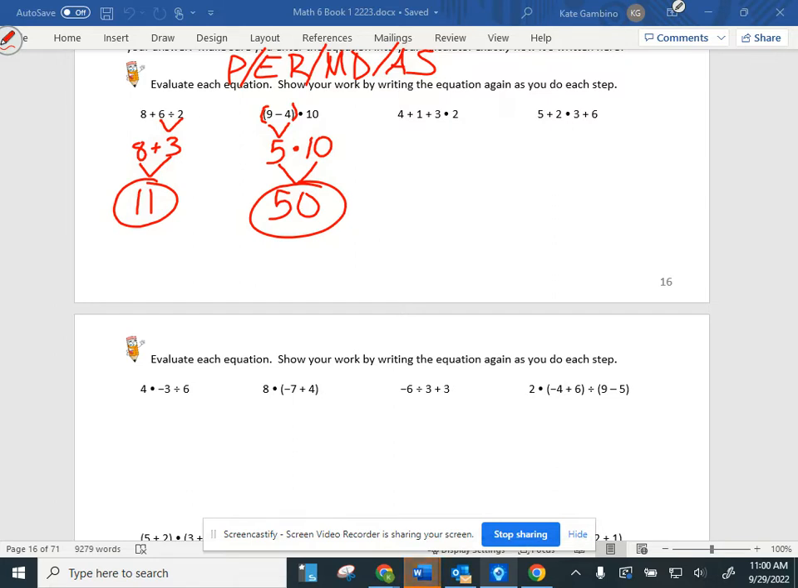We'll look at our next one. 4 plus 1 plus 3 times 2. What is my first operation I'm going to do? Why am I going to do 3 times 2 first?